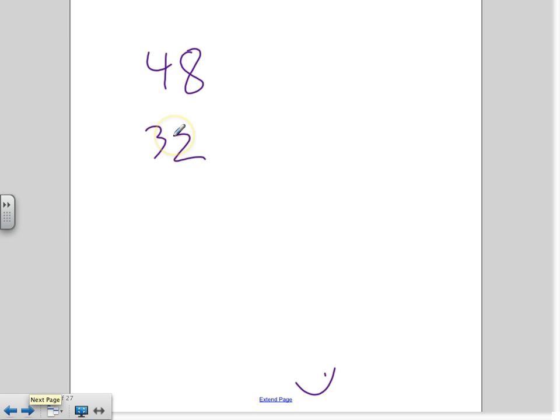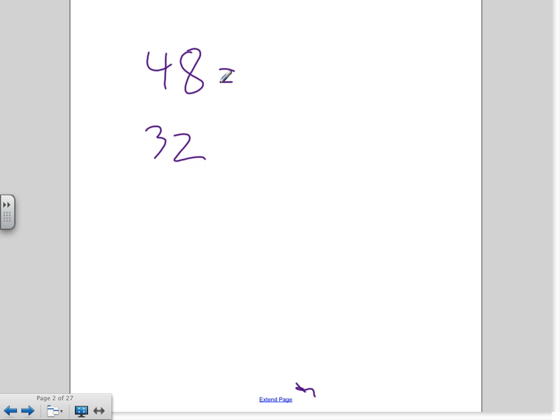What is the GCF of 48 and 32? Can someone think of that for me? Work it out before you tell me what it is. 16. Okay. Those of you who can think of that in your head, good for you. With practice, you can. But if you can't think of it in your head, expand it.